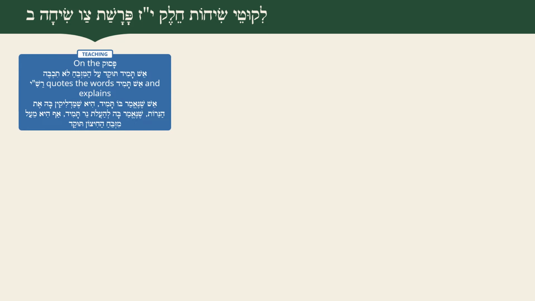And the pasuk over here is telling us, "Af hi me'al haMizbeach hachitzon tukad," that it too should be lit from upon the Mizbeach hachitzon. And so the way we read the pasuk is that "Eish Tamid," referring to the menorah, "tukad me'al haMizbeach," should be lit from upon the Mizbeach. And so this pasuk is referring to the lighting of the menorah.